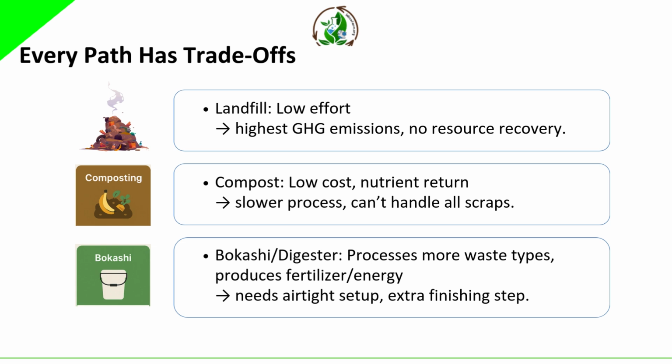Of course, none of these are perfect. Composting takes time and space. Bokashi requires airtight containers and a second step. Digesters are costly and need steady feedstock. Biochar requires high heat and equipment. Insect bioconversion needs live larvae and good management. The point is, every system has trade-offs, and that's why context matters.